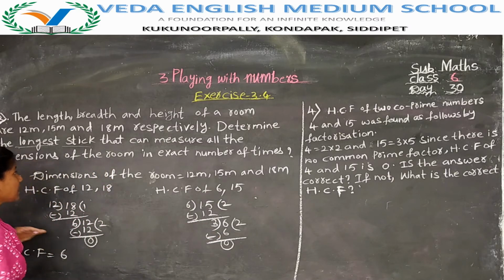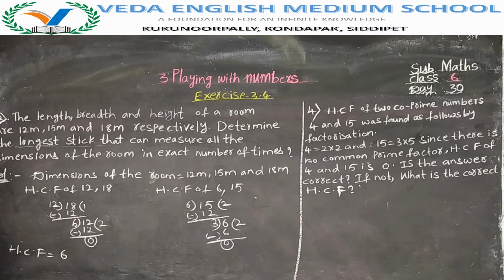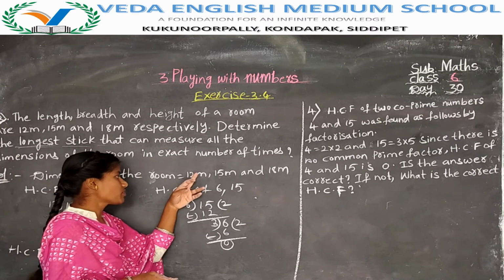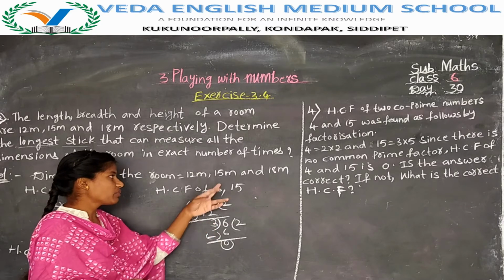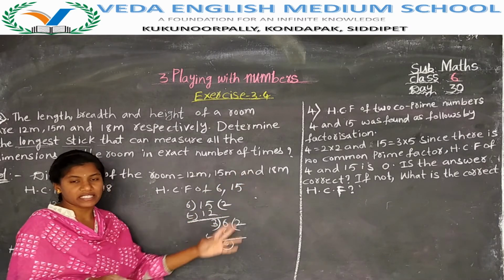So 3 meters. That means the longest stick is a 3 meter stick. By using the 3 meter stick, you can measure all these dimensions exactly. Because in the 3 table, 12 is possible, that is 4 times. In the 3 table, 15 is possible, that is 5 times. In the 3 table, 18 is possible, that is 6 times.